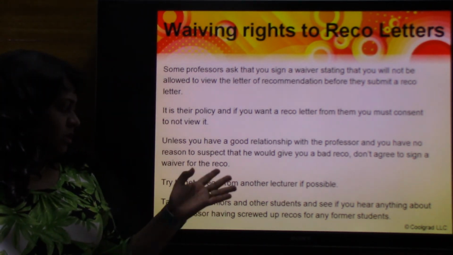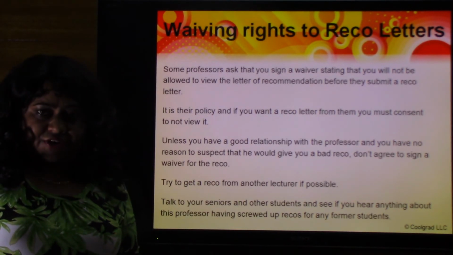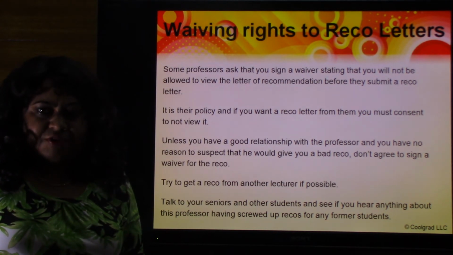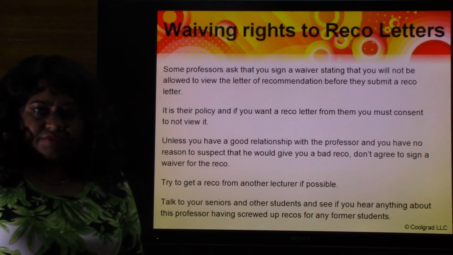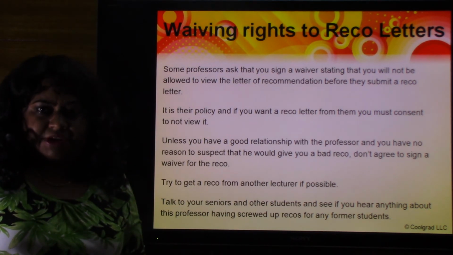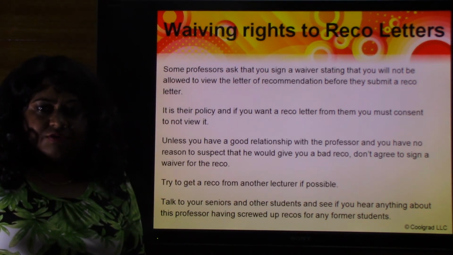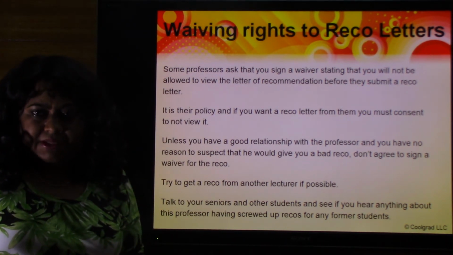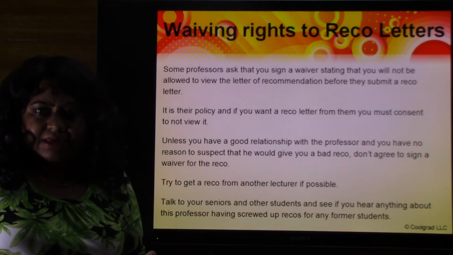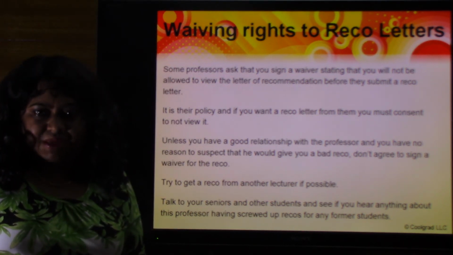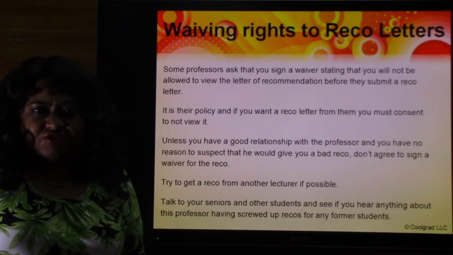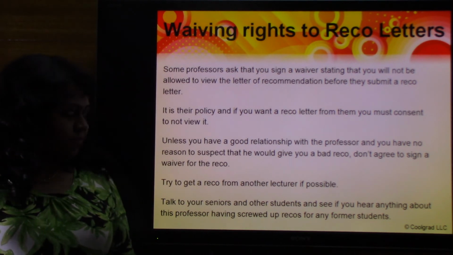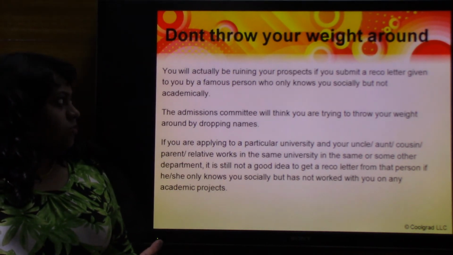So talk to your seniors and other students at the university, talk to your colleagues and see what kind of a person this employer is, or what kind of a person this professor is. Only if he has not screwed up other people's recommendation letters, if he has a reputation of not being cranky or cruel, and if he hasn't harmed any people in the past, then maybe it's okay to trust them and sign a waiver to get a recommendation letter from them. Most people don't ask for waivers usually, but it's okay. It's nothing to be alarmed about if somebody asks you for a waiver. So don't throw your weight around.